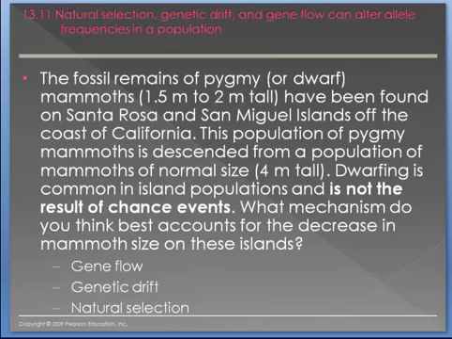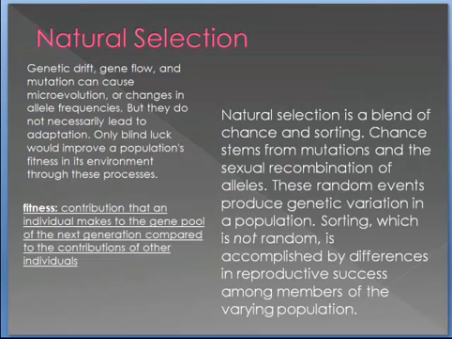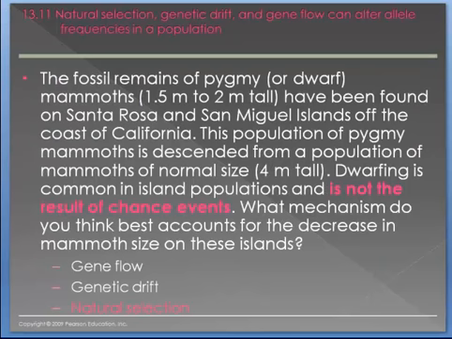And the key point here is the statement, quote, is not the result of chance events. And don't forget, these are non-random. If we go all the way back to talking about natural selection, sorting, which is not random, there's your key word, is accomplished by the differences in reproductive success among members of the varying population, which is why the answer to this question would be natural selection.